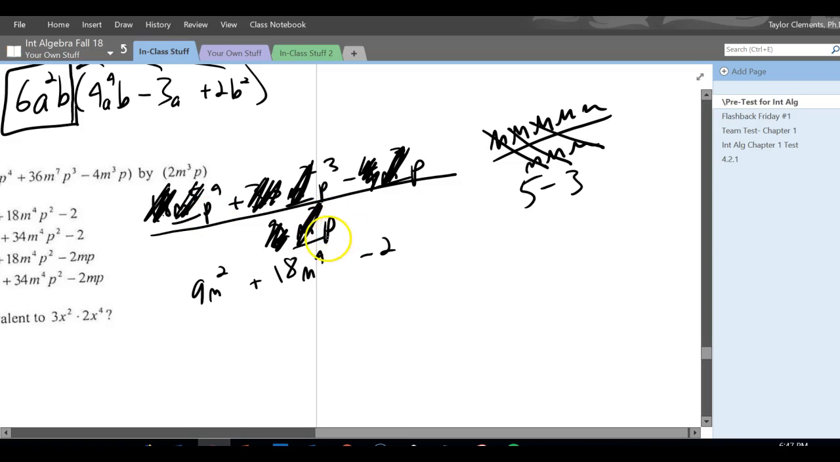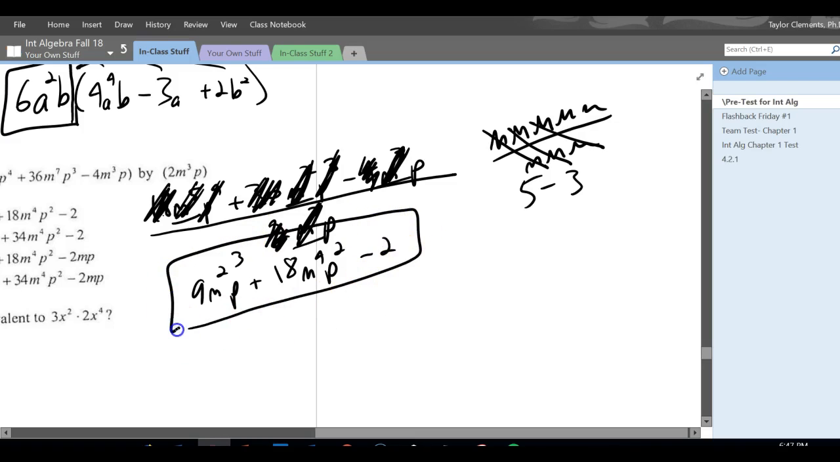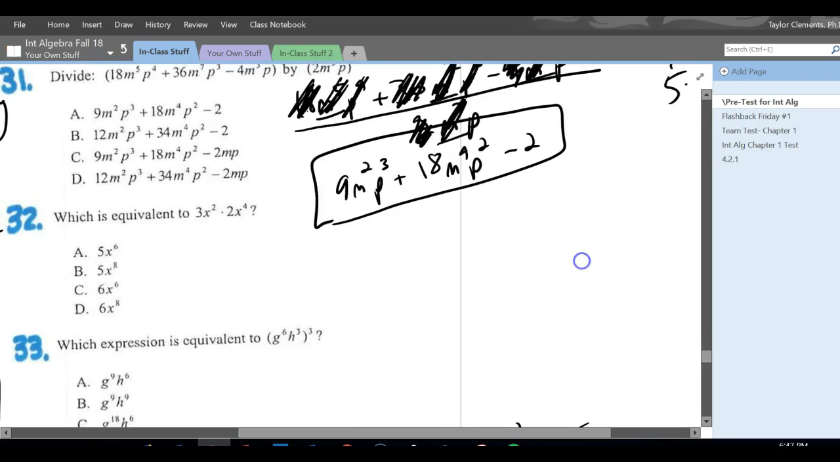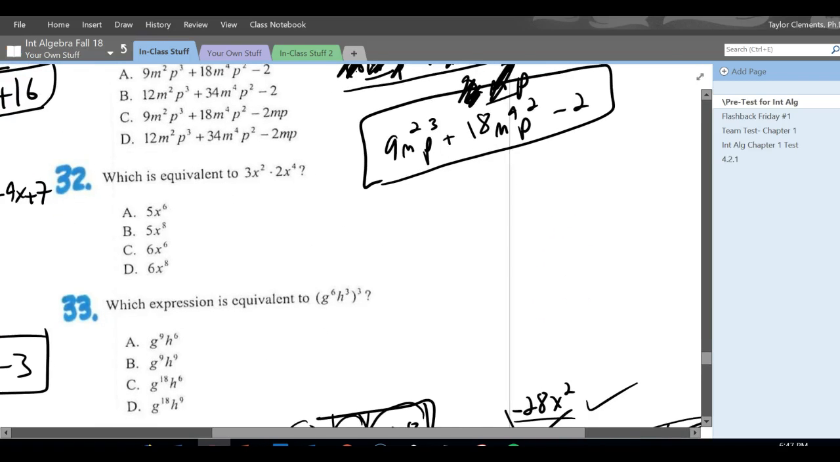Okay, P's. We got 1 on the bottom here. We got 4 up top here. That leaves me with 3. P3 over P, that leaves you with 2. And same thing here. P over P is just 1, so you're left with no P's. And that's our answer right there. That's not very clear. I'm sure that the P is down here. There we go. Okay, what is equivalent to this?